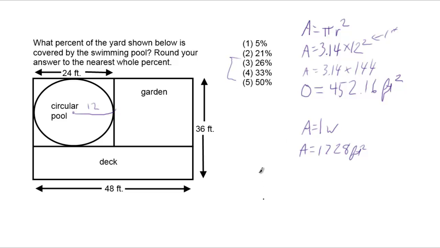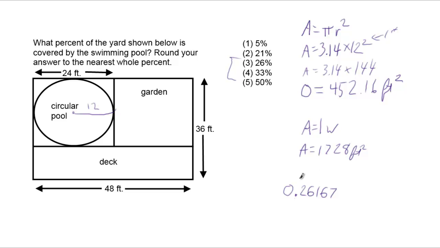The way you find what percent something is of something else is you divide the smaller one by the larger one. The smaller one is the pool, 452.16, divided by the larger area, which is the whole yard, 1728, and we get a decimal, something like 0.26167. We can round.